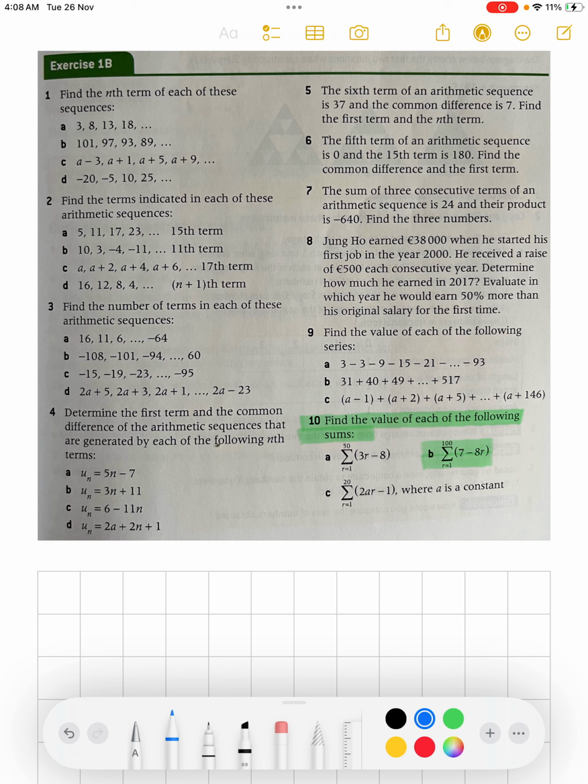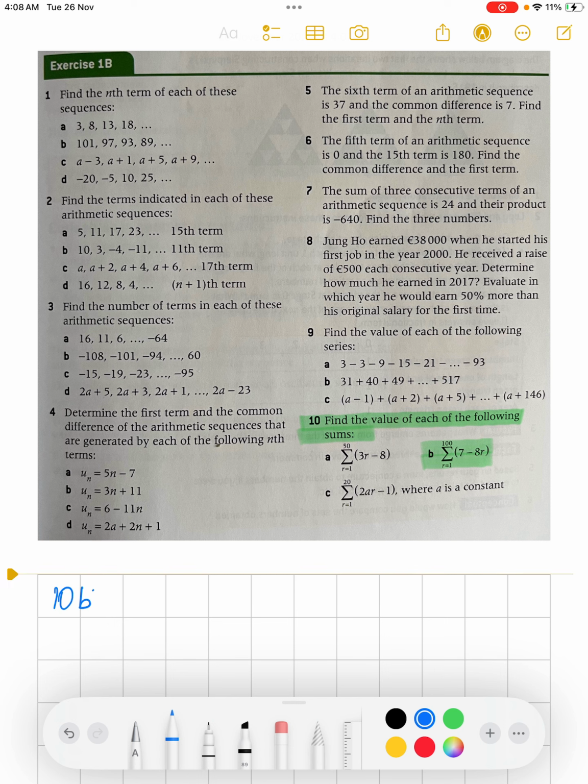I'm looking at question 10B. Find the value of each of the following sums, and we've got a sigma notation, which means the sum of, and we're going to let the first r value be 1, and this is all the way up to the value 100. Let's put that in there.